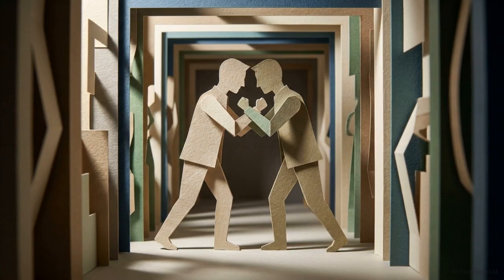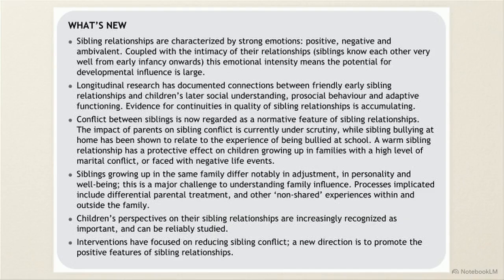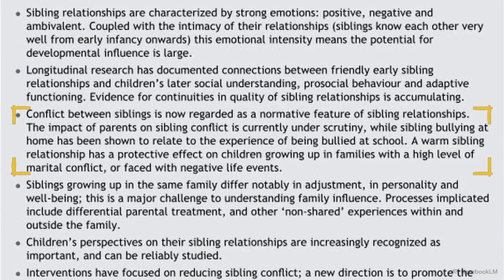Alongside parents, siblings form the rest of the immediate domestic system. The sibling dynamic is often the longest-lasting and most emotionally intense relationship in a child's development. This image highlights recent clinical findings regarding sibling dynamics. Notice the third point. High conflict between siblings is no longer regarded as inherently pathological, but rather a normative feature of the relationship. However, as the text notes, there is a direct correlation between sibling bullying at home and an increased vulnerability to peer victimization at school.